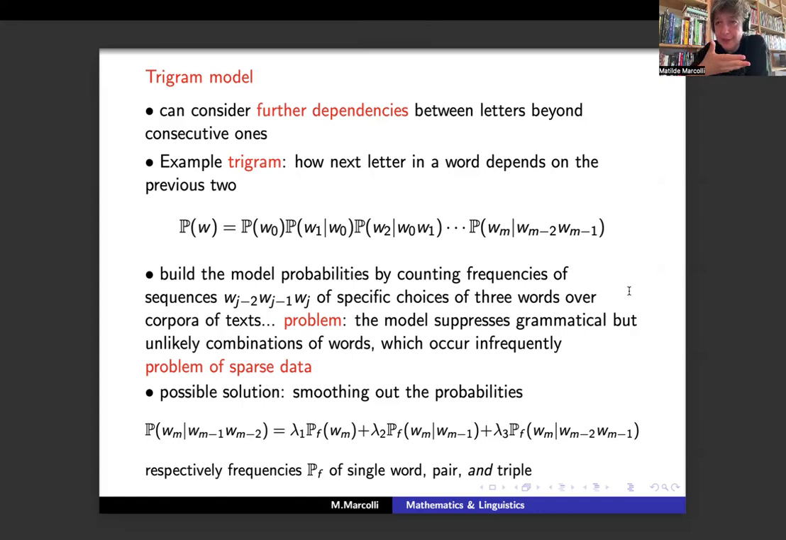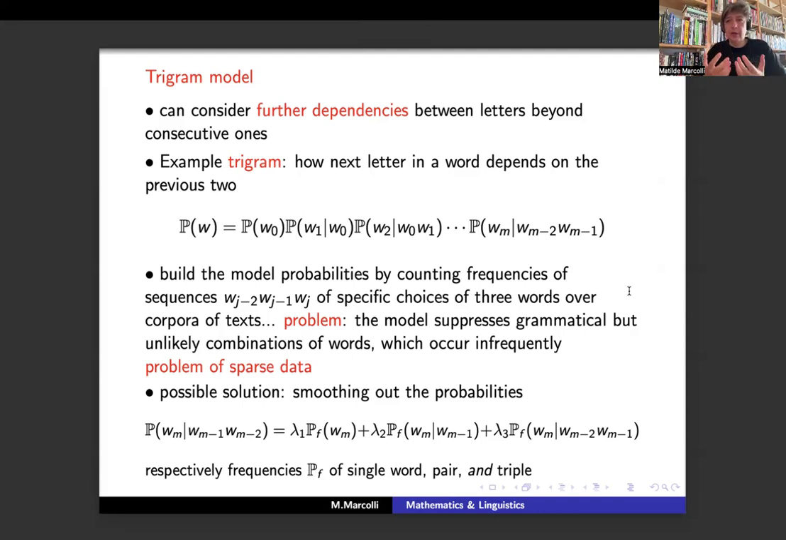Also, there's very sparse and very infrequent data. Typically, if you try to look at this as a structure that involves several words, the probabilities in a corpus become astronomically small very quickly.